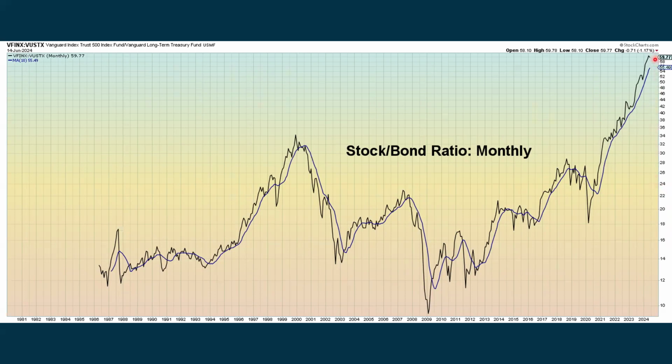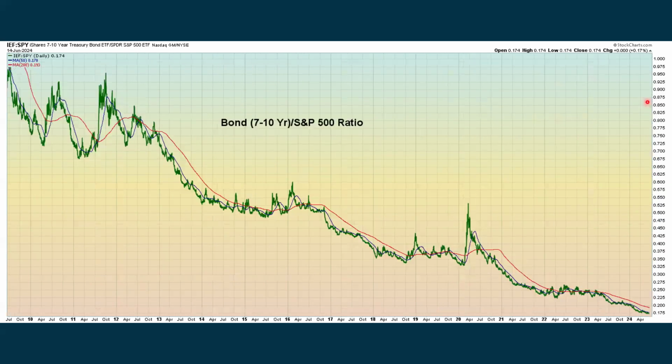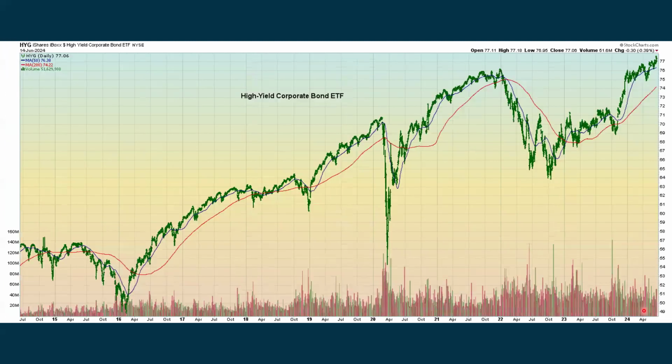We look at a stock to bond ratio on a monthly chart. We tick down just a little bit here, but it's just showing how stocks are outperforming bonds. This is a daily chart showing how bonds are underperforming stocks as we continue to decline. High yield corporate bonds, these are junk bonds, and they're just coming off of setting recent all-time highs. They're riskier, but they give a better return.